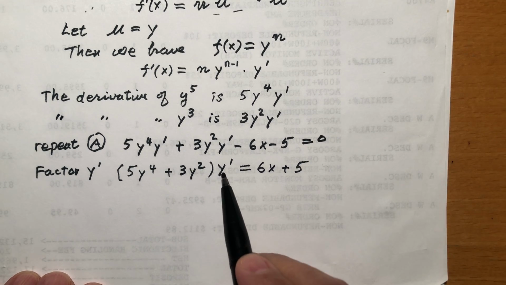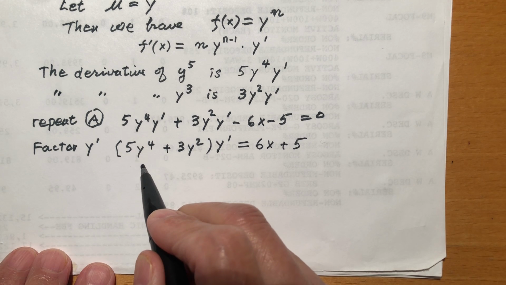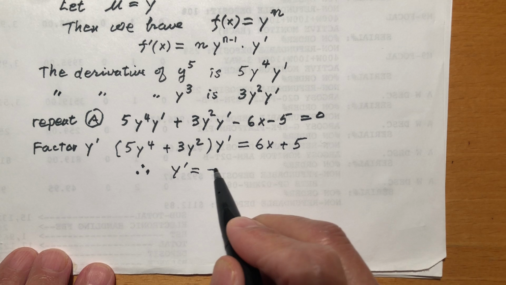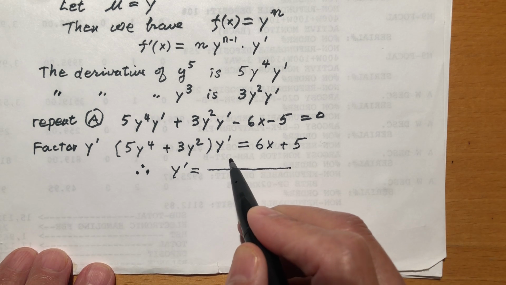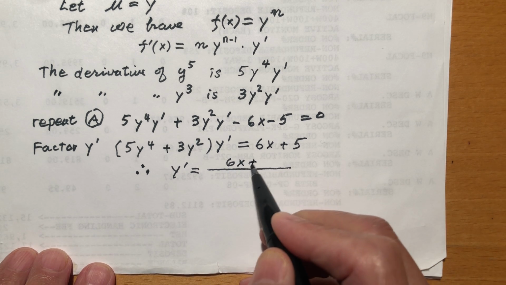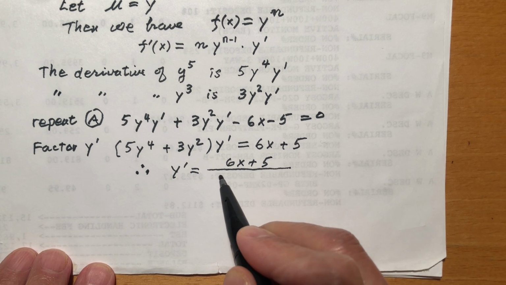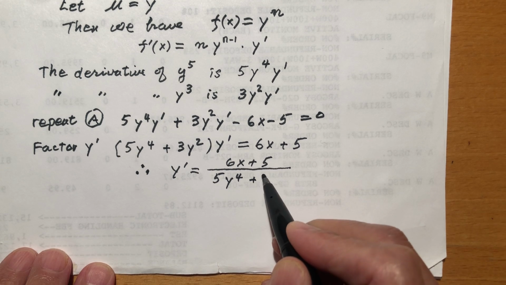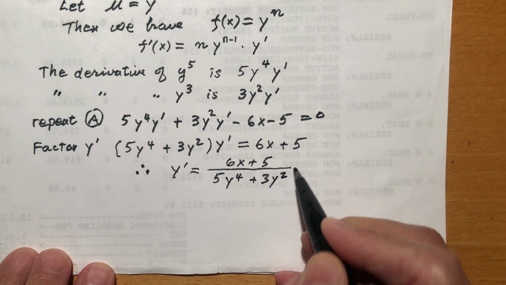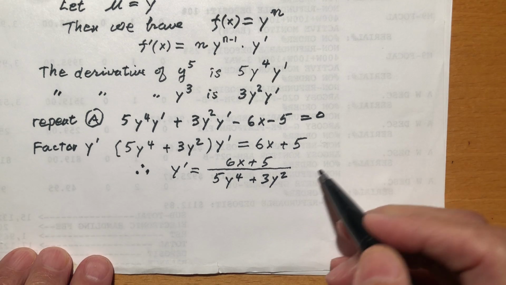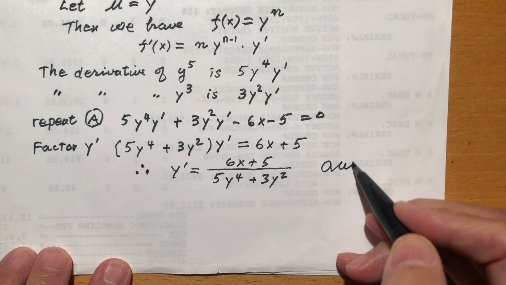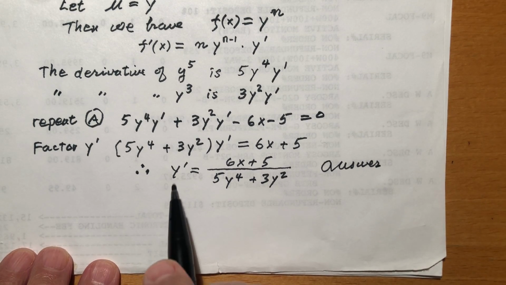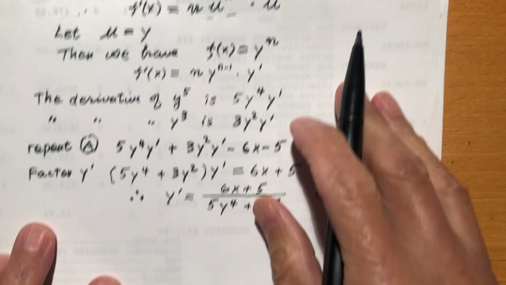Once we have this, we can find the y prime now. Therefore, y prime is... and this is our answer for the derivative of this function.